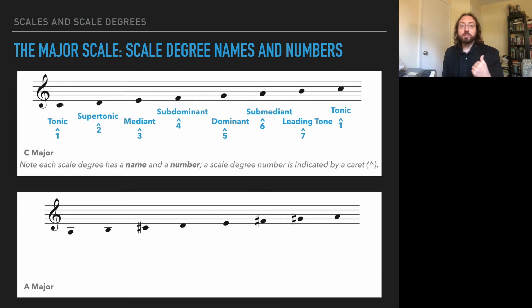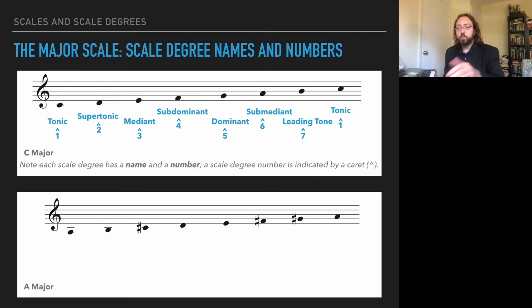So you'll note that each of these scale degrees has a name and a number, and the scale degree number is indicated by a caret, that little pointy thing on top. If you put that caret on top, it's assumed that you're talking about a scale degree. And the reason that we do that is we tend to use a lot of different numbers in music theory, and it's easy to mistake them for each other. So having that caret on top helps us to understand that we're talking specifically about a scale degree.